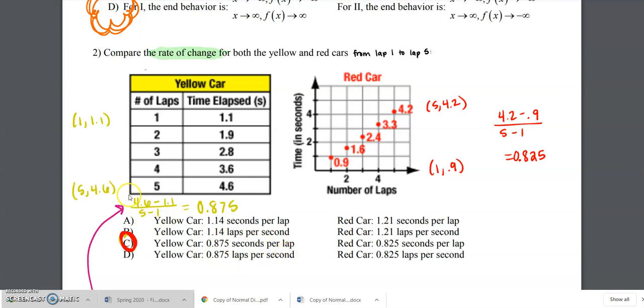Now, what is our numerator for our slope? The numerator is the time, which means seconds is in the numerator. Our denominator is laps, which means laps is in our denominator. So seconds per lap. That's why C is the correct answer and not D.